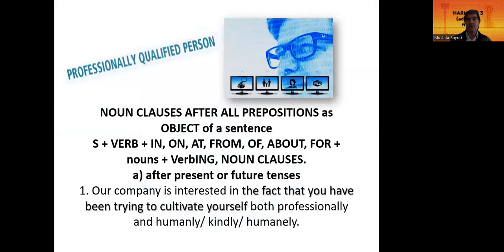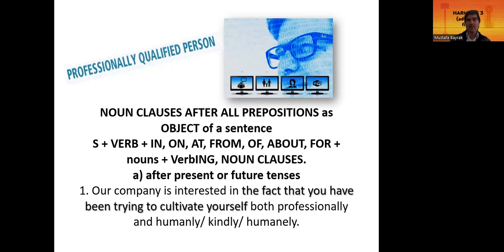Noun clauses after all prepositions as object of a sentence. For example, subject, verb with a preposition as a main clause, and then of course verb ing. It is very famous, and I'm sure you know it. Verb ing, or instead of verb ing, we can also use noun clauses.